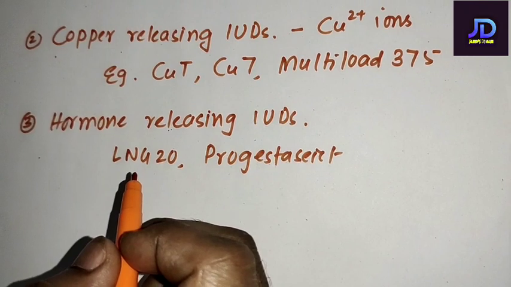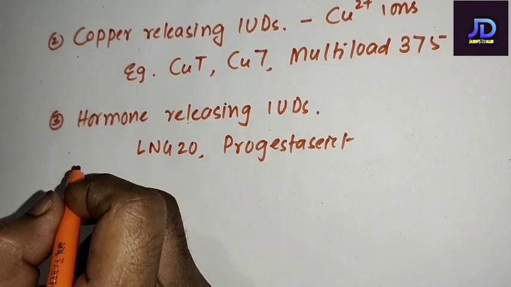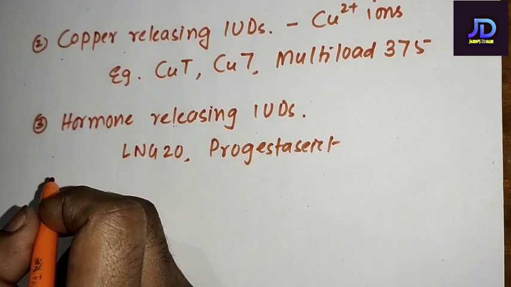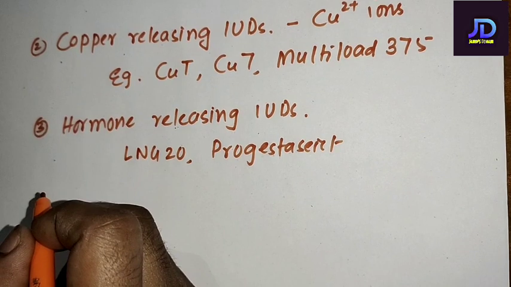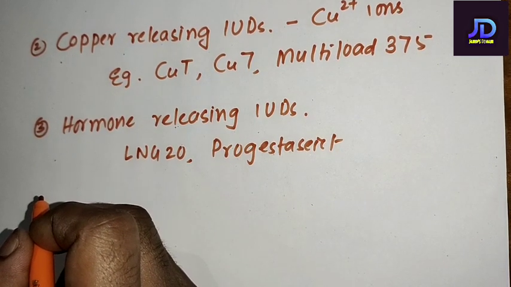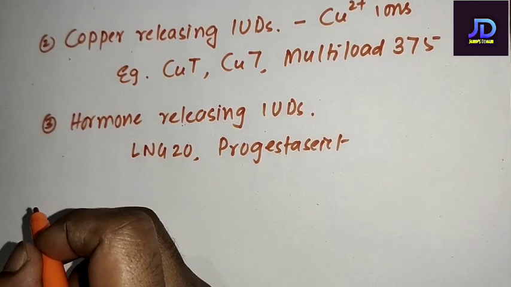The next thing is that IUDs increase phagocytosis. That means inside the female reproductive tract, some sperms are killed by the phagocytes. So in this way, the meeting of sperm and ovum is prevented by intrauterine devices.